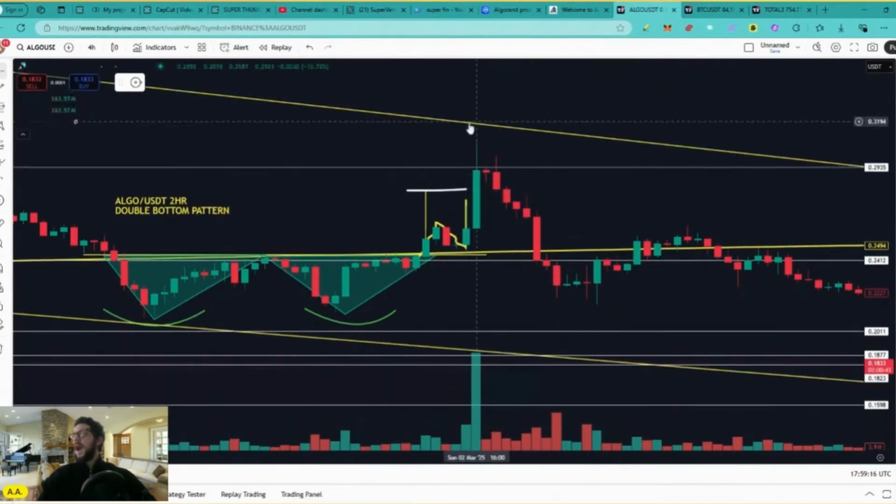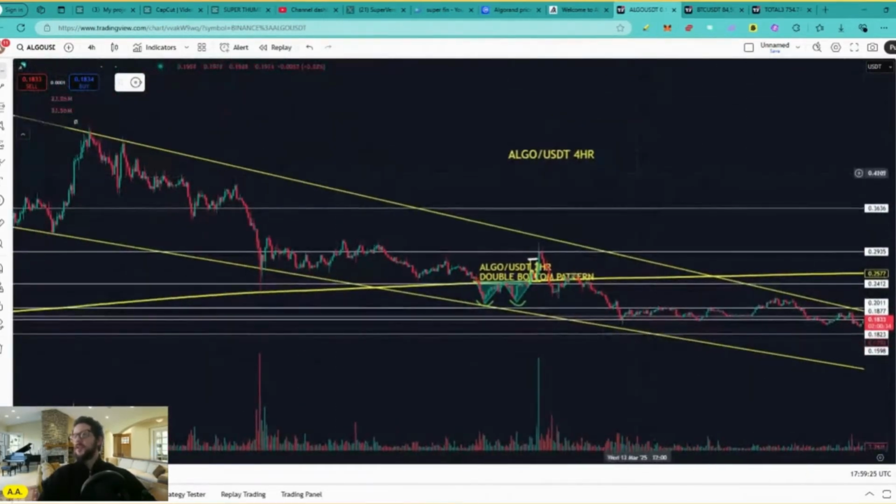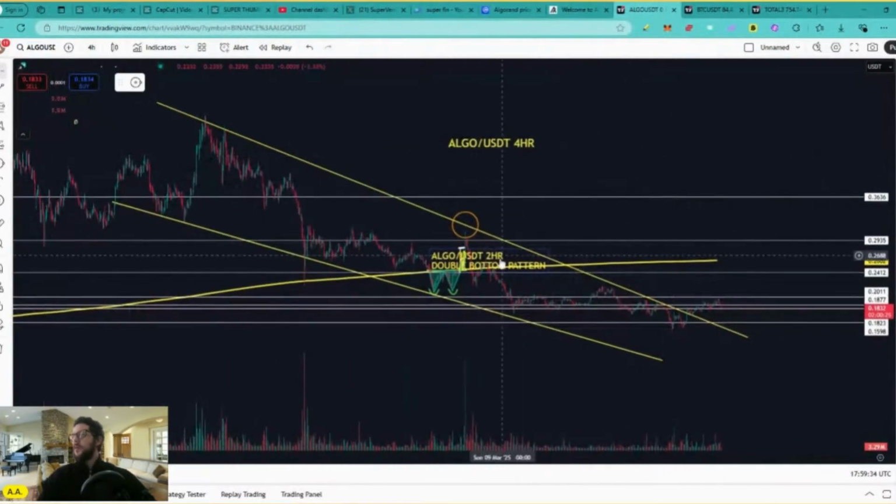Then what happened was Algorand came all the way up here to test the upper resistance of this huge falling wedge pattern, and it got rejected. Therefore, the downtrend continued. So if we zoom out, you see that we have this huge falling wedge pattern.